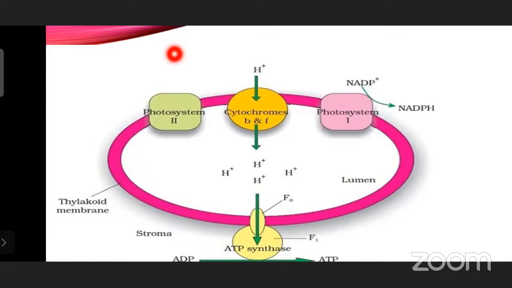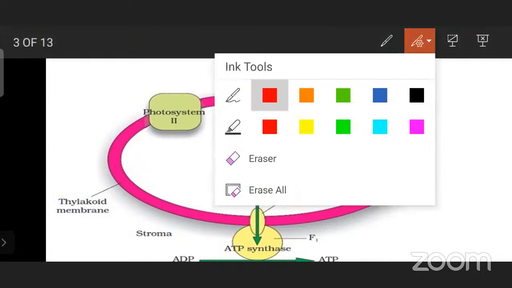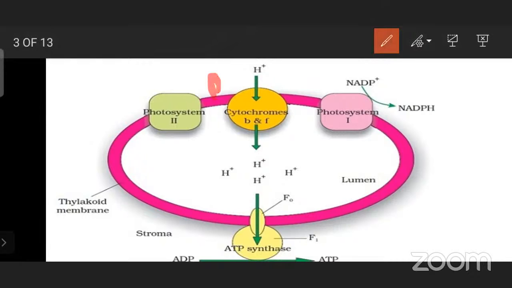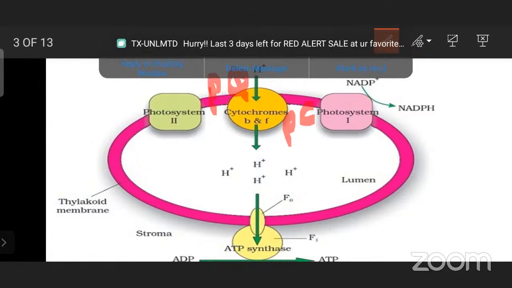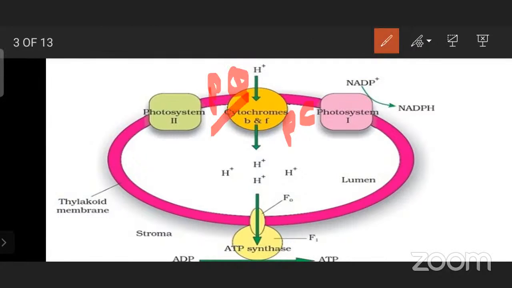So when they jump with high energy, they come downhill, and they are getting passed from photosystem 2 to photosystem 1. And here you can see only cytochrome, but in the previous class I mentioned the plastoquinone, PQ, and plastocyanin, PC. These two also exist here, but because of the extra work it does, the cytochrome is mentioned here. So PQ, cytochrome, and plastocyanin are the electron transporters.